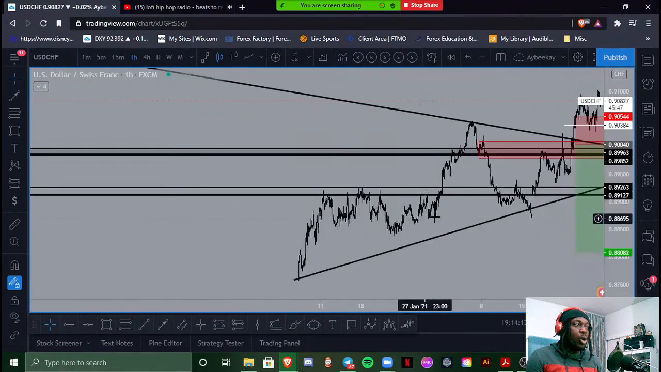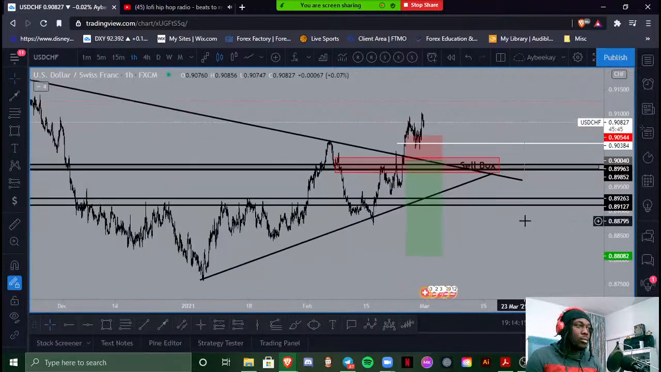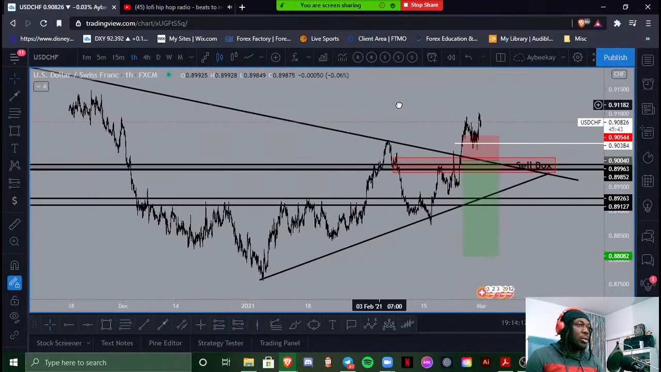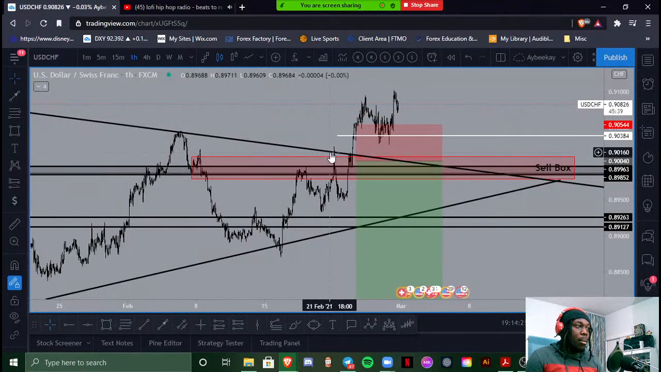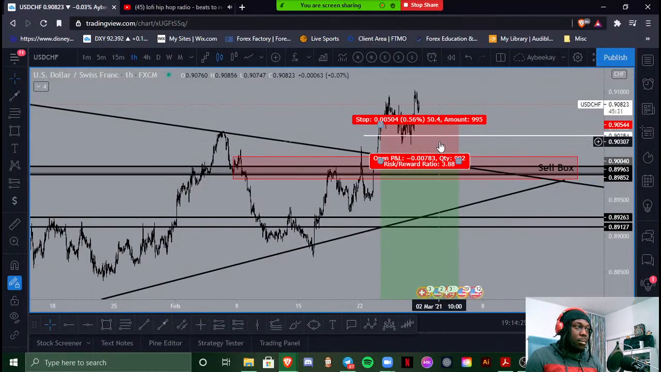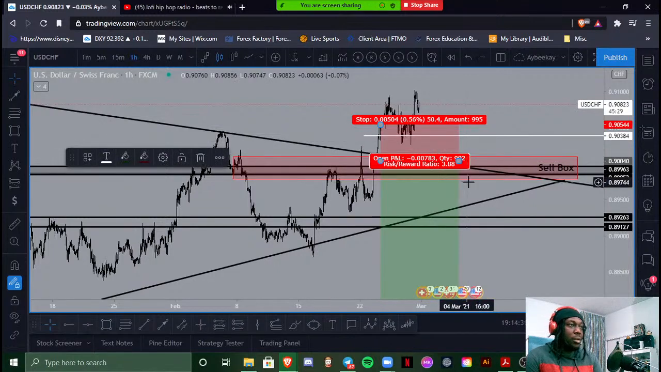So I did want to go over this sell. All right, so I was definitely thinking that USDCHF was gonna go onto a sell, but then like I mentioned, once this trend line got broken, I was like, okay, I'm gonna get out of the sell because I think this is gonna go ahead and hit my stop loss, which it definitely did.